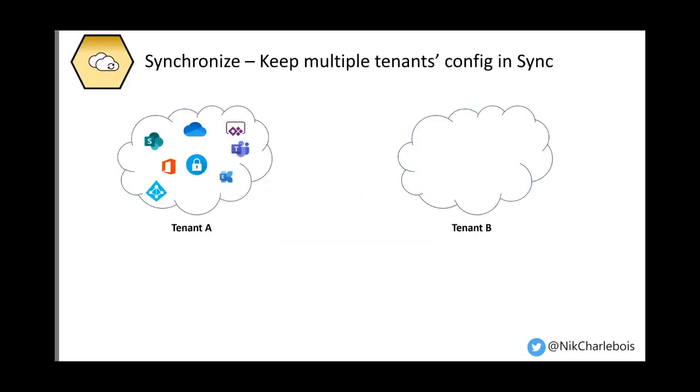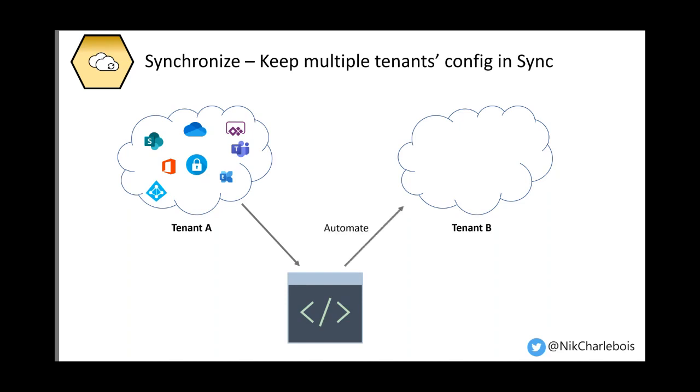Synchronization. Imagine that you have two tenants. Let's say that tenant A is your prod tenant and you're trying to do a demo to a customer, and you just want to replicate all the configuration from your production tenant into a new demo tenant. Well, with the export feature, you can export the configuration from tenant A. You can use the automation piece to replicate it over to tenant B. So a real scenario is when you're actually trying to create demos from your environment.